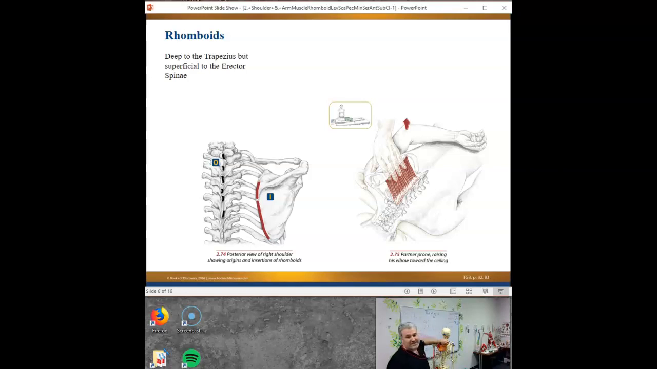And it's one of the reasons I think you guys have already been doing this. You grab the medial border of the scapula and pull on it because you can stretch out the rhomboids. Probably one of my favorite moves.